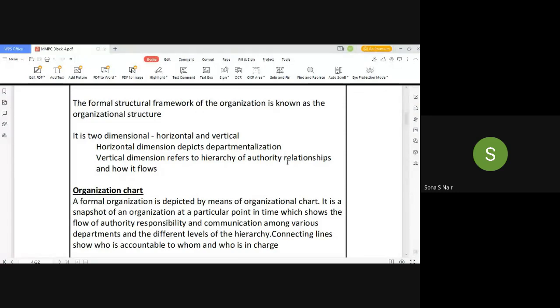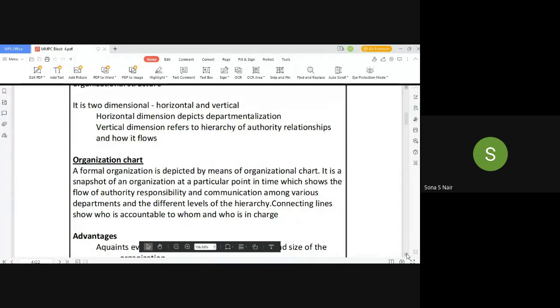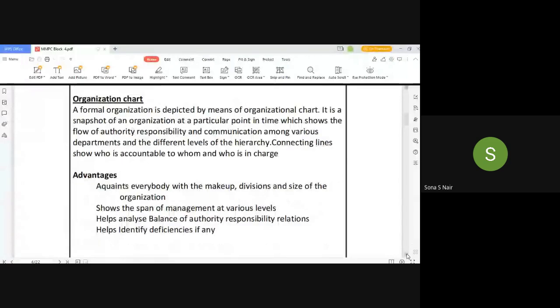The formal organization is depicted by means of an organizational chart. So you have created the organization, but you have to put it down in writing in black and white so that people know where they stand. What are the authority relationships? Who is reporting to whom? What are the different levels of hierarchy? How is communication flowing? How is authority flowing? How is responsibility flowing in the organization? Right? So it is depicted by an organization chart.